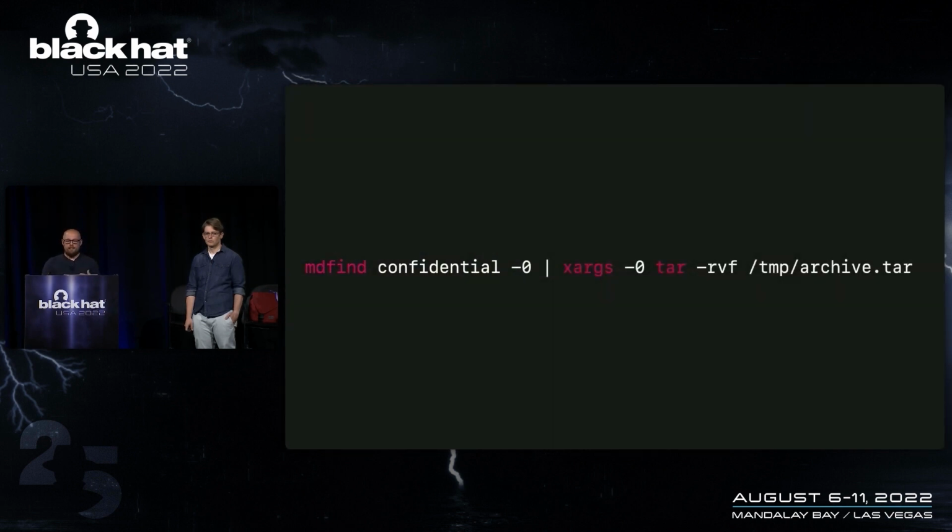So an attacker, once on the system, might use a command that looks something like this, where basically they run mdfind, they get a list of files back that contain the word confidential, and then they take each one of those files and pipe them immediately to an archive. And now they just have to exfil that archive, and they have a giant archive full of confidential files.